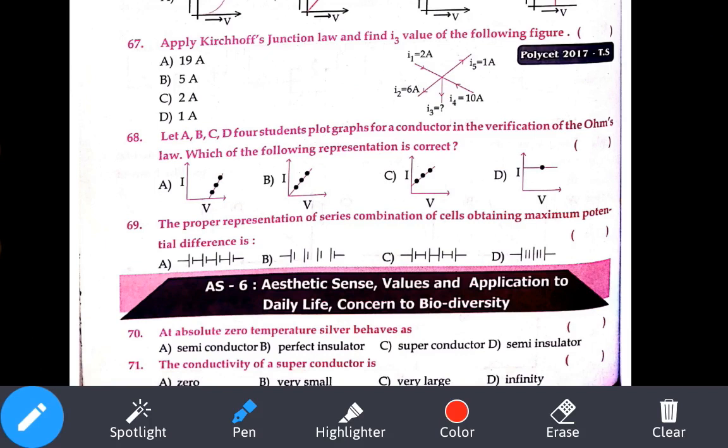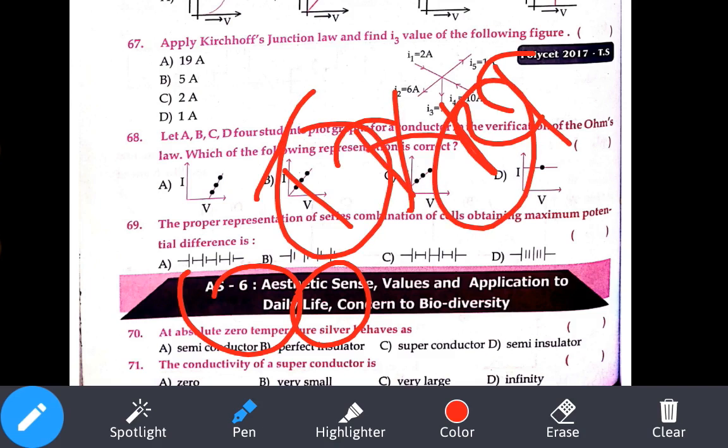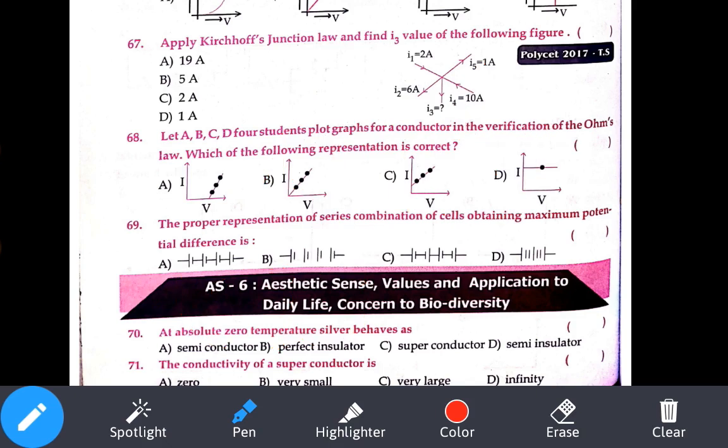At absolute zero temperature, silver behaves like zero. Absolute zero temperature means we already know that resistance depends on temperature. As the temperature increases, resistor value also increases. So absolute zero temperature means the temperature is not there. Temperature zero means there is no resistance. So at that time, that will act as a superconductor. So silver will act as what? Superconductor.